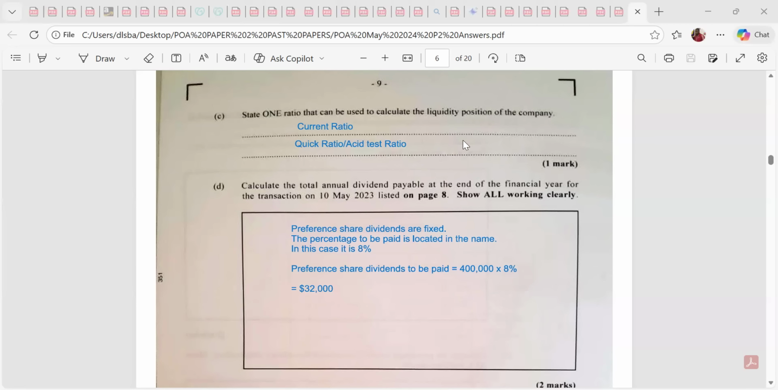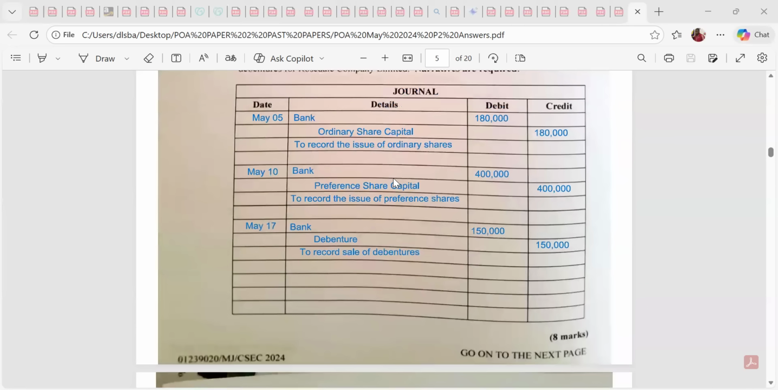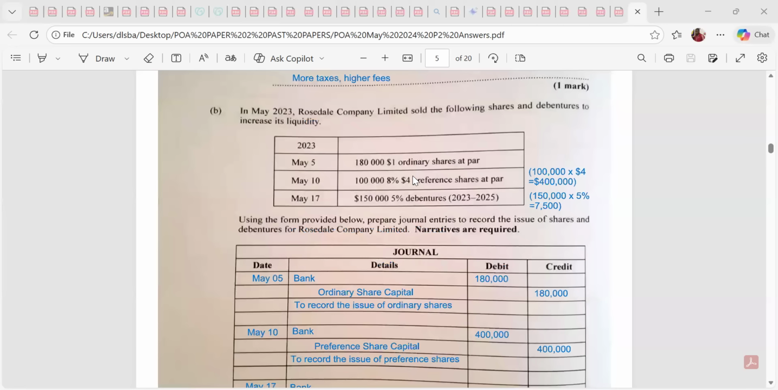Then they ask, calculate the total annual dividend payable at the end of the financial year for the transaction on the 10th of May. That is the preference shares. Now, the thing with the preference shares, remember I said that the dividends that you pay to preference shareholders is fixed. It's so fixed that it's in the name. 8% preference shares. It's 100,000 $4 preference shares, which means each one of those 100,000 shares is $4. So it's $400,000 in total.